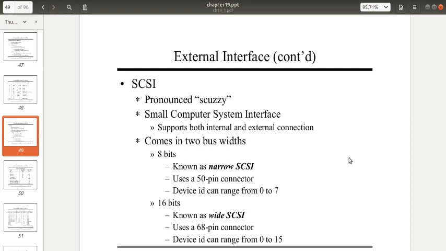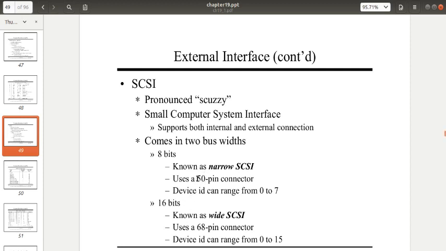The thing to note is that it is a parallel connection, and there are two types of SCSIs, narrow and wide. Narrow means it has a word length of 8 bits, and that means it will have 8 parallel lines for data transfer, and it can transfer 1 byte at a time.